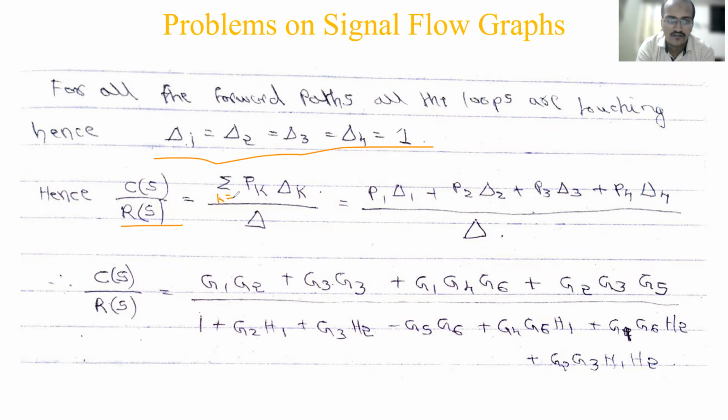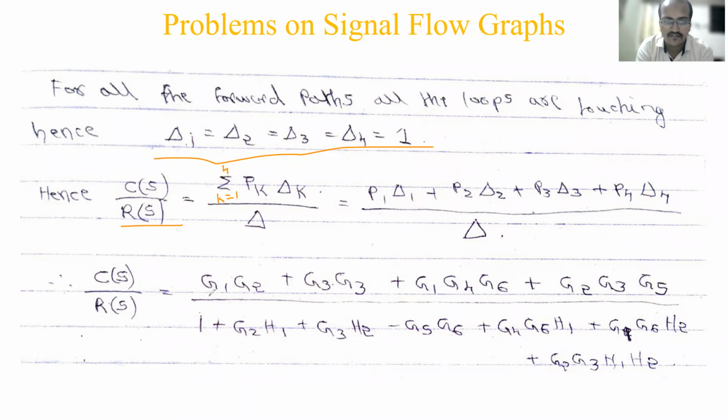So N is 4 here. So this I have not written, write down that. P1 delta 1 plus P2 delta 2 plus P3 delta 3 plus P4 delta 4 by delta. So delta 1, delta 2, delta 3, delta 4 is 1. That's why if you just write the P1, P2, the answer will come.